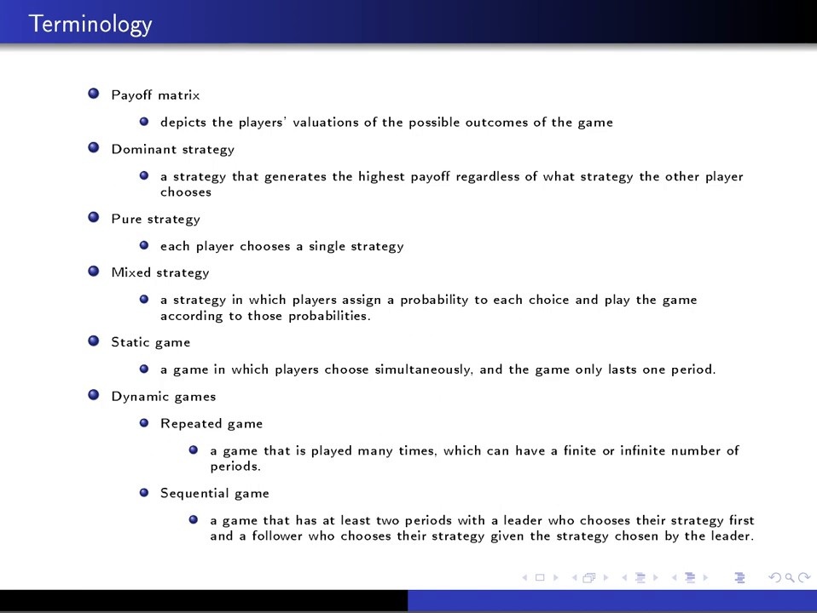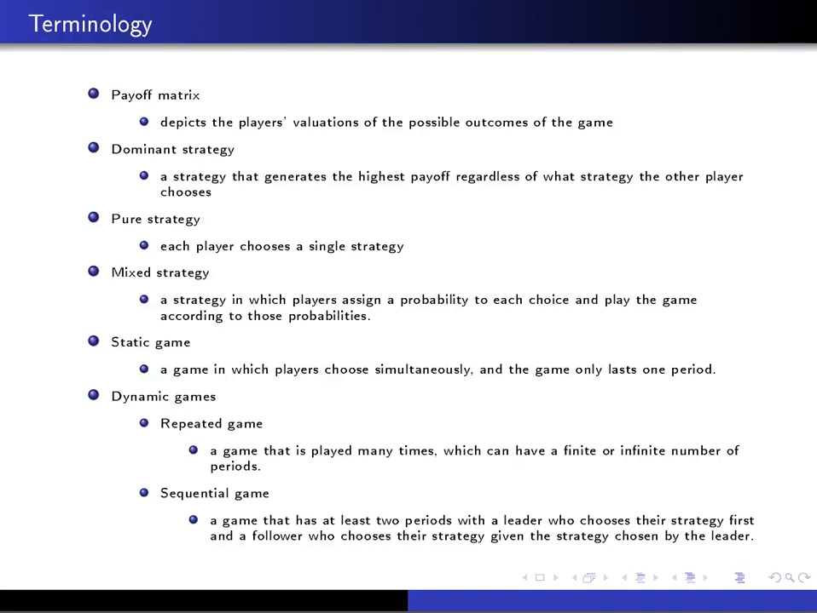A dominant strategy in a game is one in which a player would make that strategy regardless of what the other player in the game is doing. That is, it generates the highest payoff regardless of what the other player does in that game.